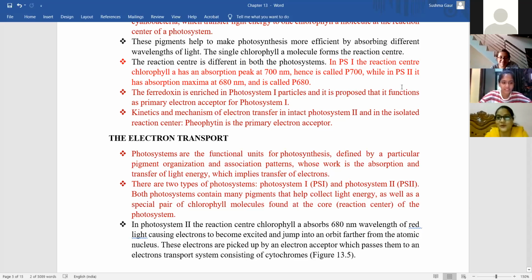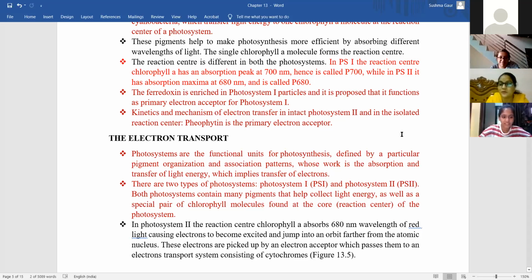Okay. So is it clear what the difference is, like why photosystem 1 is known as P700 and photosystem 2 is known as P680? Is it clear, Anvadya, asked me? Okay. Yes, ma'am. Yes, ma'am.